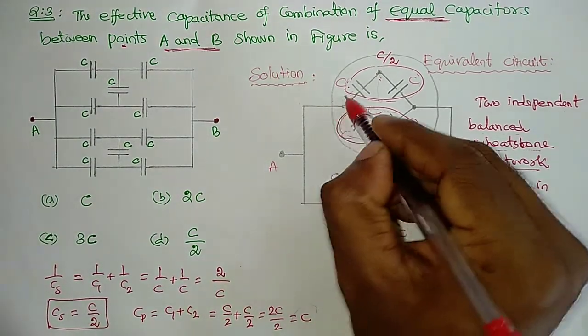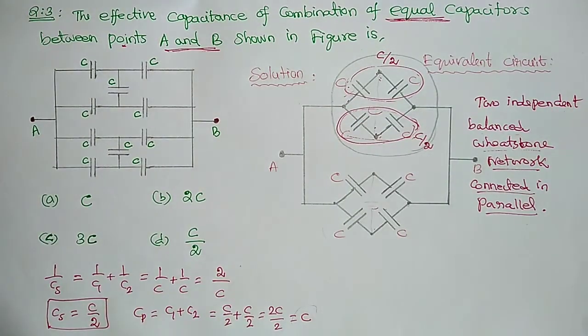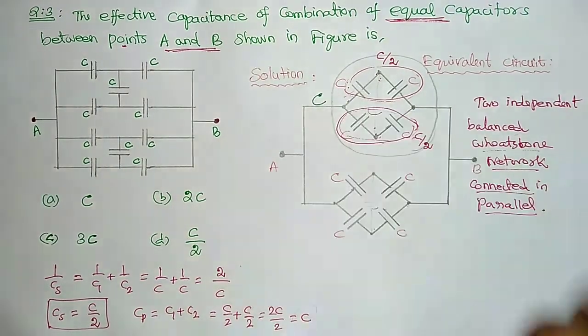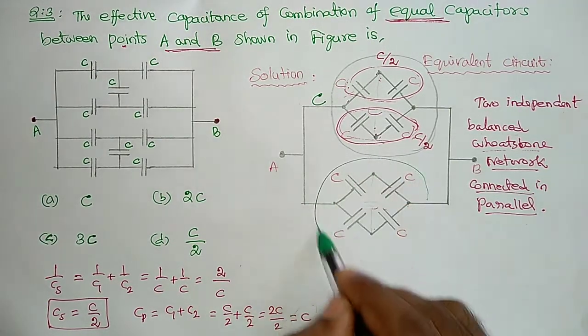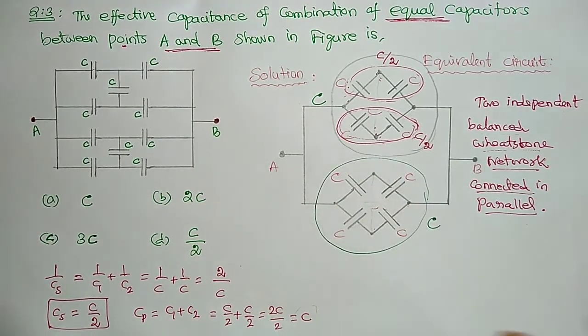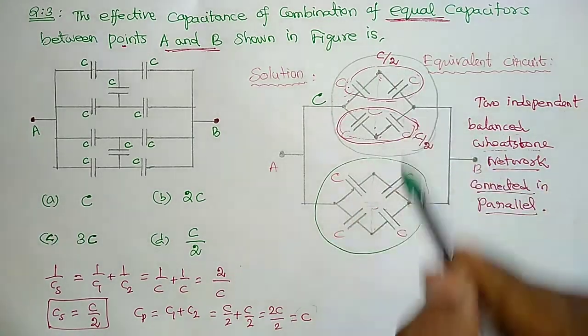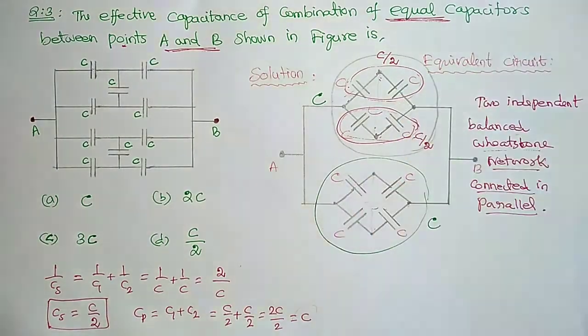Okay, the total network value is C. So what about this? This is also the same combination, so the total network value is equal to C. Now this combination and this combination are connected in parallel.